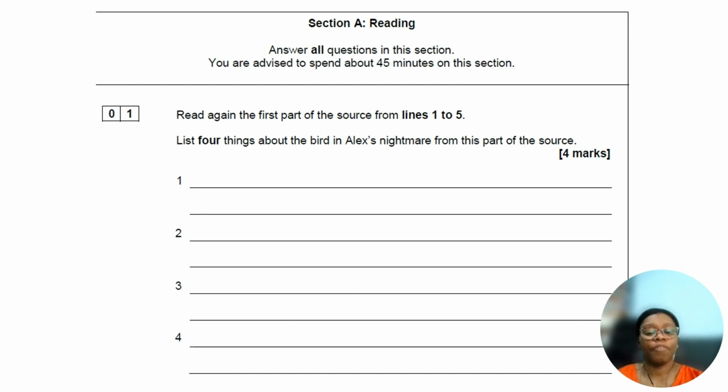Okay, so for question 1, I recommend spending 5 minutes. Question 1 should hopefully be quite straightforward for you. You'll be asked to find 4 specific bits of information from a specific part of the text. As you can see on the example on my screen, it says, read again the first part of the source from lines 1 to 5. List 4 things about the bird in Alex's Nightmare from this part of the source.